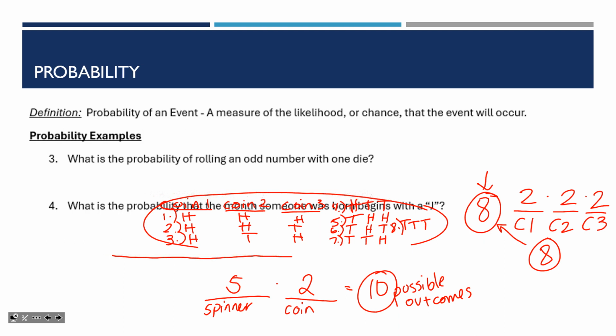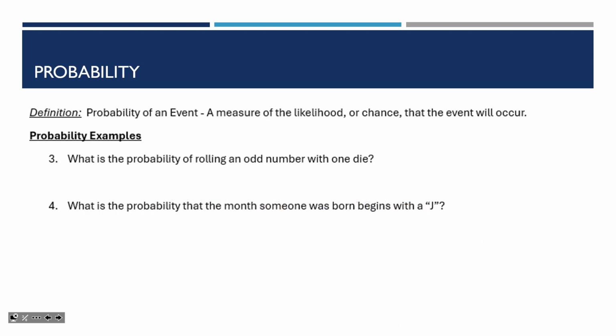Okay, that's the sample space. Now let's look at probability. The probability of an event is a measure of the likelihood or chance that the event will occur. So what's the probability of rolling an odd number with 1 die?